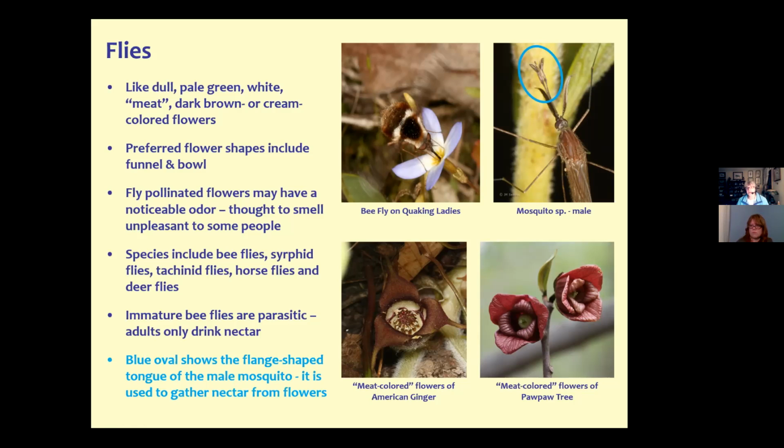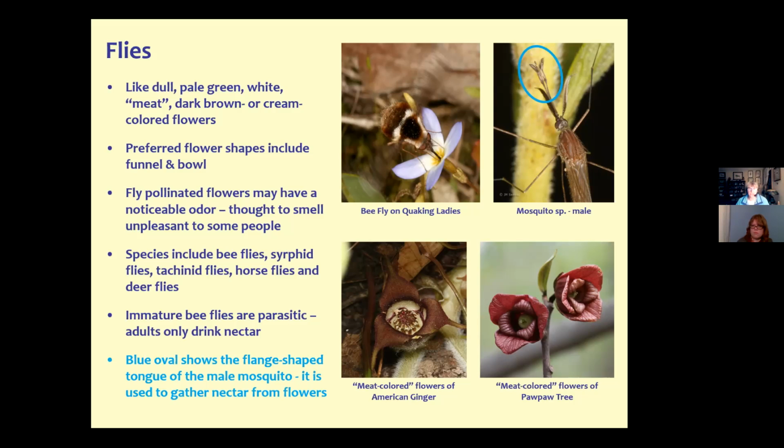And the idea is they are trying to attract the flies that come up out of the soil, to be noticing either their scent or their color and drawing them in to be able to pollinate their flowers. The species include bee flies, syrphid flies, which are also called flower flies, tachinid flies, horse flies, and deer flies.